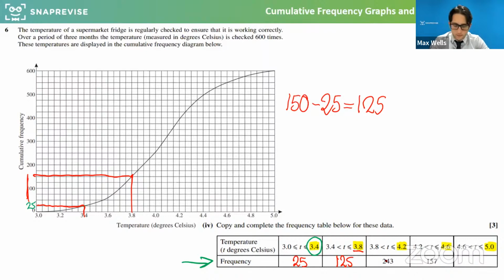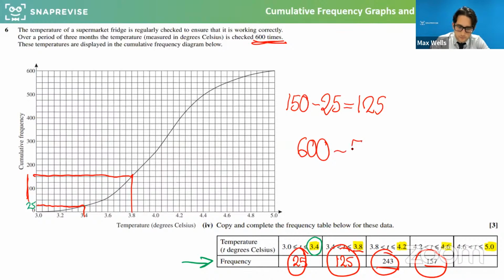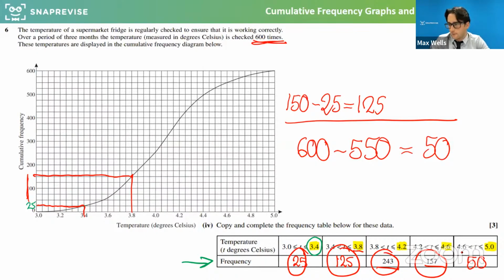And then likewise, if we keep going, the next two bits are done for us. And we know that by 4.6, in that group, there's 157. Now in total, this is 600, the total frequency. So what we can do is take off everything we've added up to that point. So if we add this, this, this, and this, and take that away from 600, then we would get 50, which must be the amount left in here.